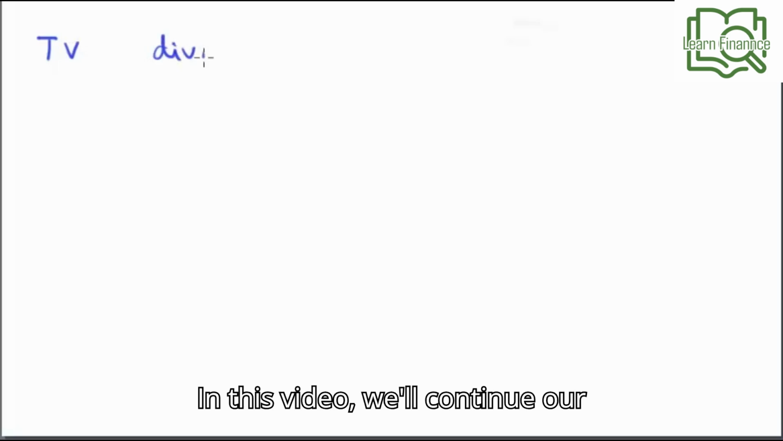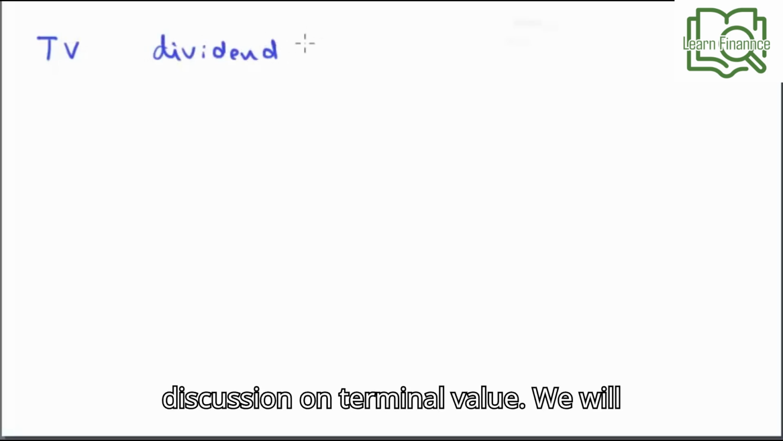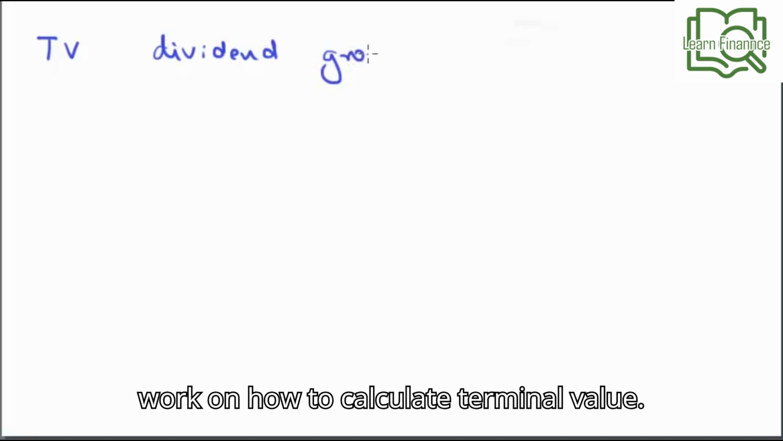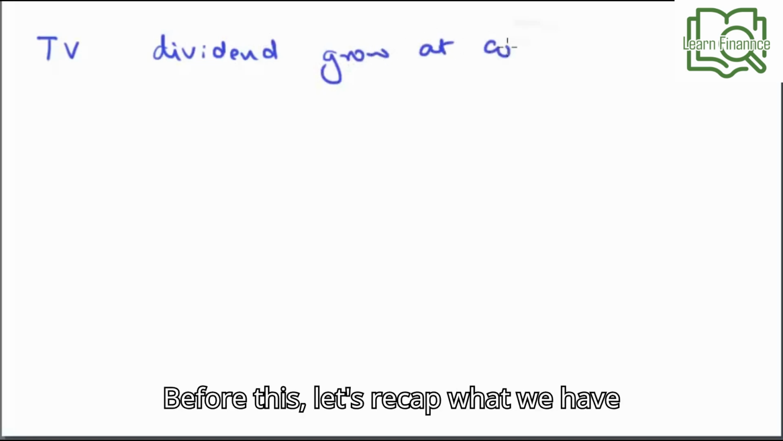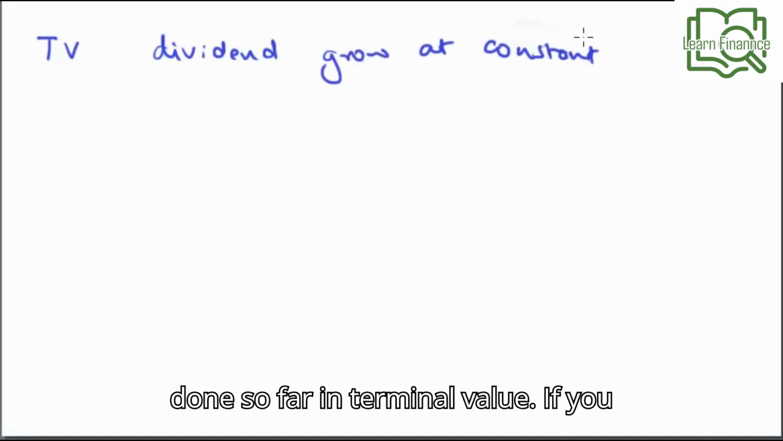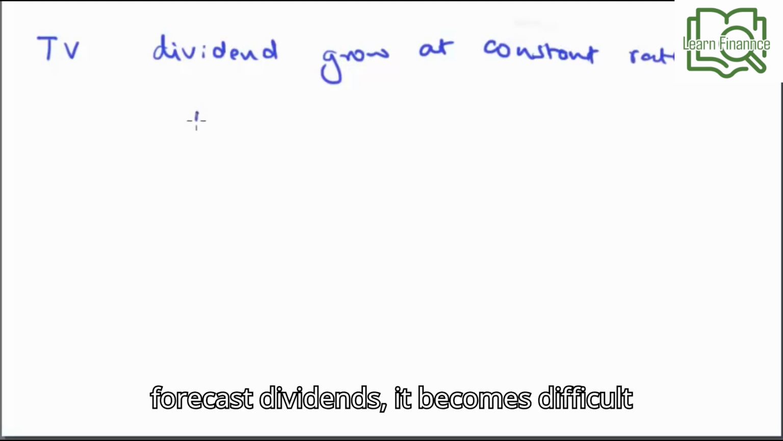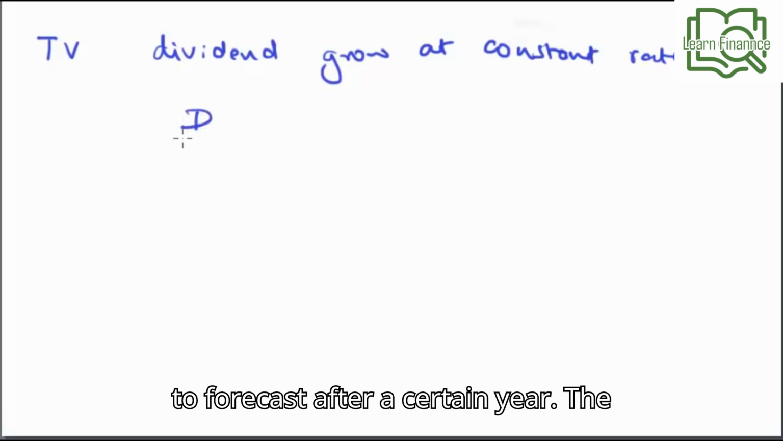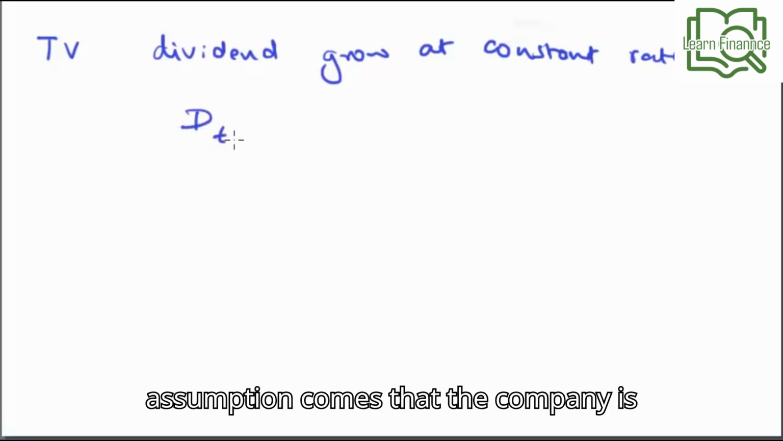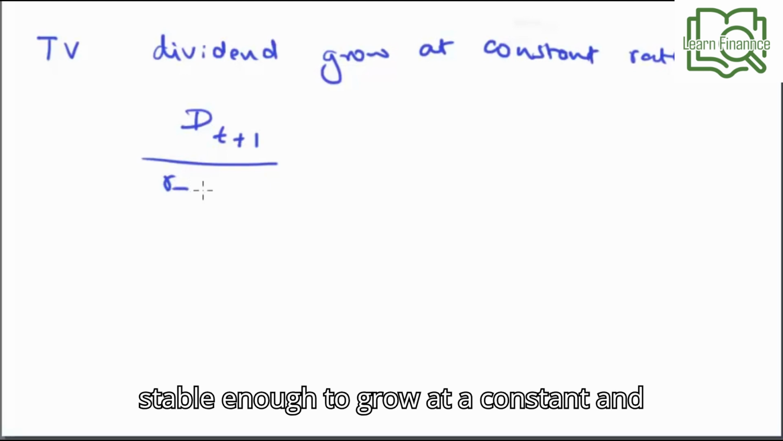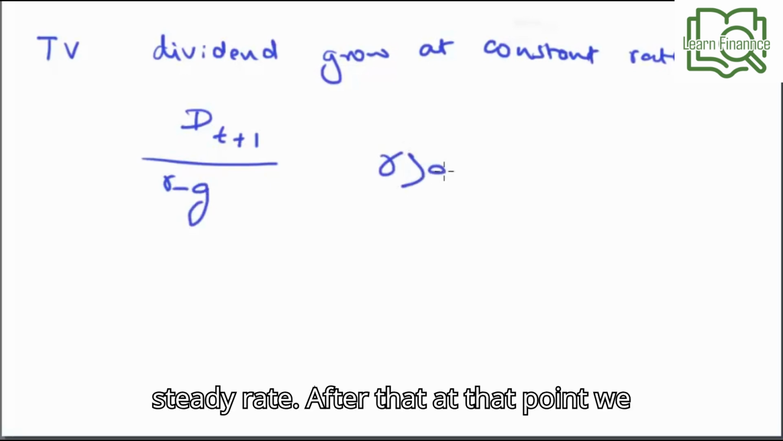In this video, we'll continue our discussion on terminal value. We will work on how to calculate terminal value. Before this, let's recap what we have done so far in terminal value. If you remember, we discussed that while we forecast dividends, it becomes difficult to forecast after a certain year. The assumption comes that the company is stable enough to grow at a constant and steady rate after that.